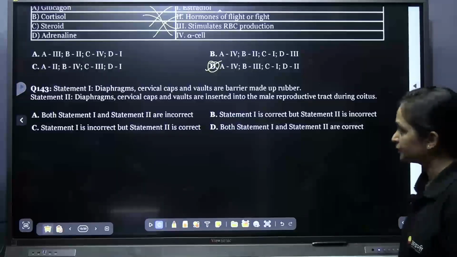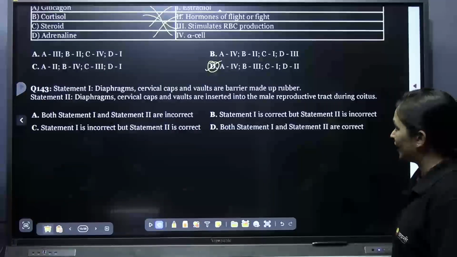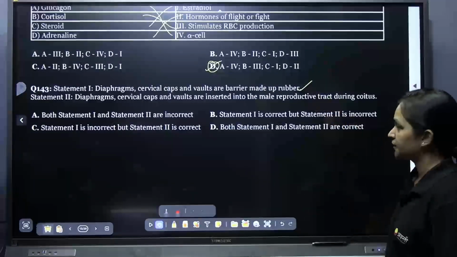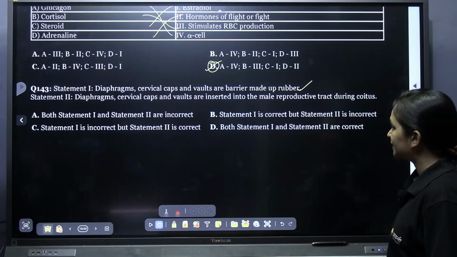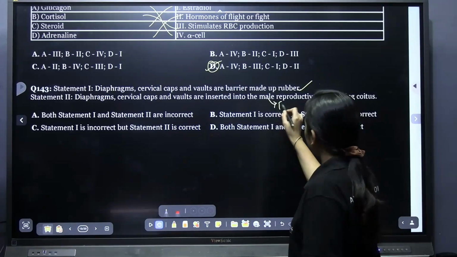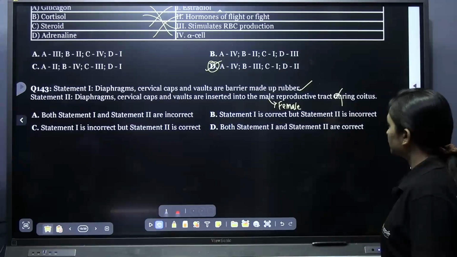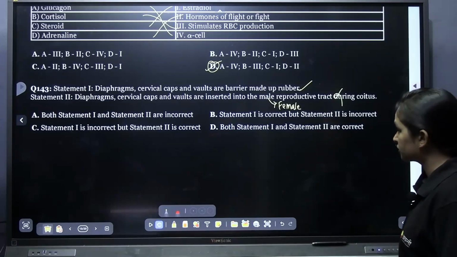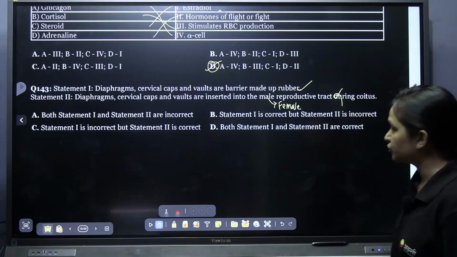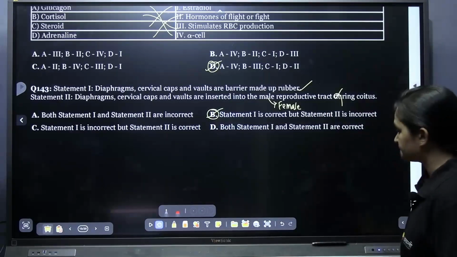Statement 1, diaphragms, cervical caps and vaults are barriers made up of rubber. This is correct. Diaphragms, cervical caps, vaults are inserted into the male reproductive tract during coitus. No, they are inserted in the female reproductive tract during coitus. So statement 1 is true, but 2 is false. Option B. Very good.